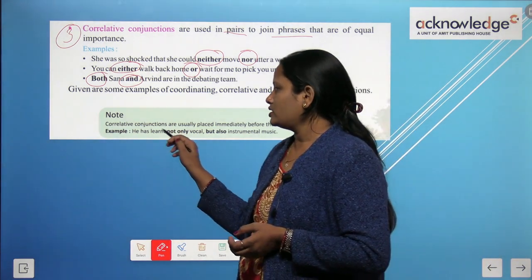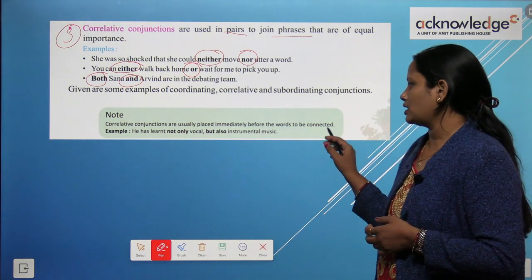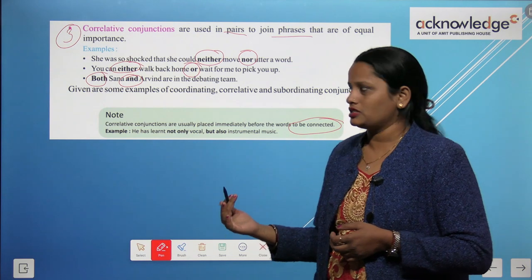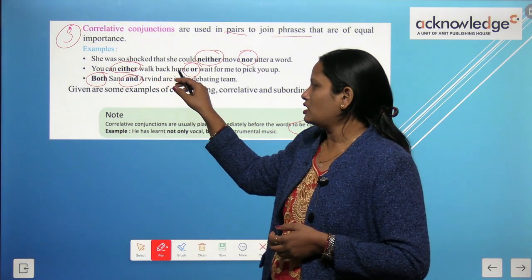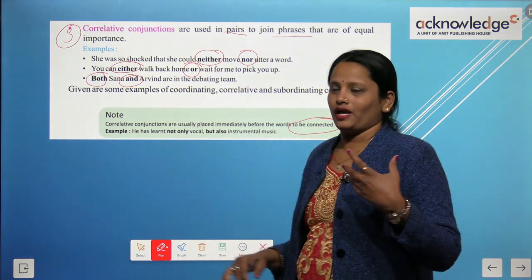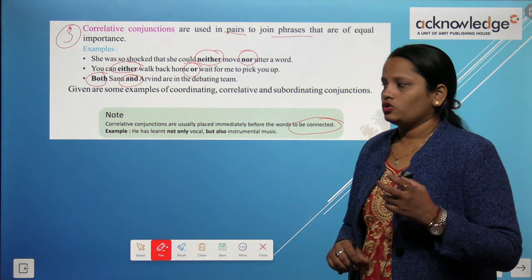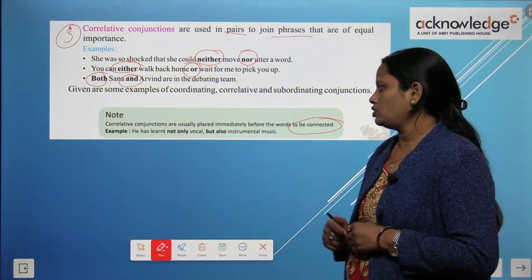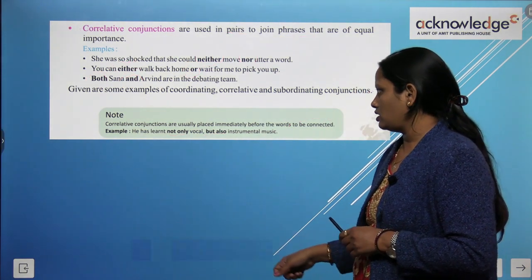Now the correlative conjunctions are usually placed immediately before the words to be connected. So whichever words we want to connect, we place the conjunction just before them. For example, we have put either before the words to be connected. For example: He has learned not only vocal but also instrumental music. So here not only and but also are correlative conjunctions.